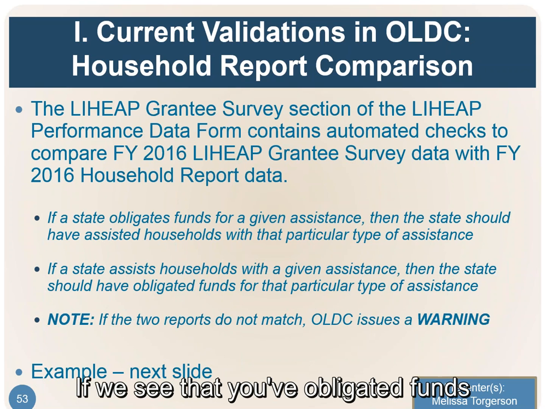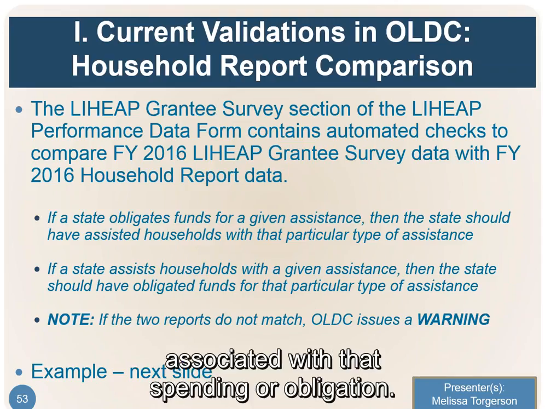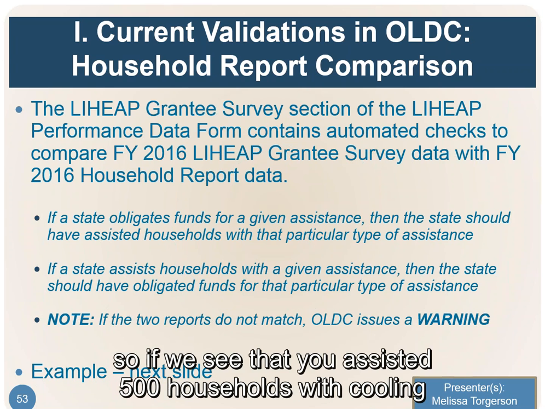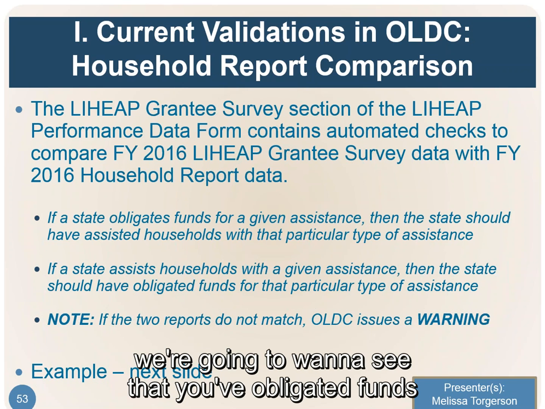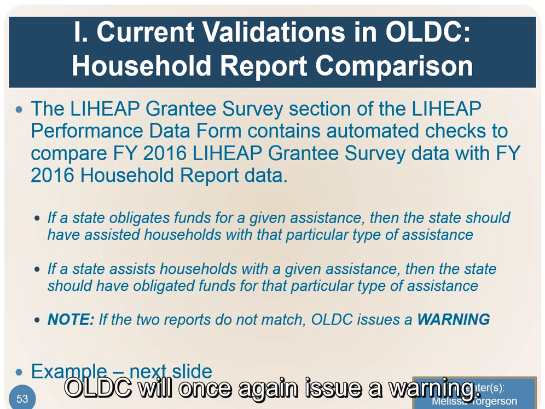If we see that you've obligated funds for particular assistance, we should see households associated with that spending or obligation, forgive me. And then if a state assists households, so if we see that you assisted 500 households with cooling, we're going to want to see that you've obligated funds for those households. And so if they don't match, OLDC will once again issue a warning.